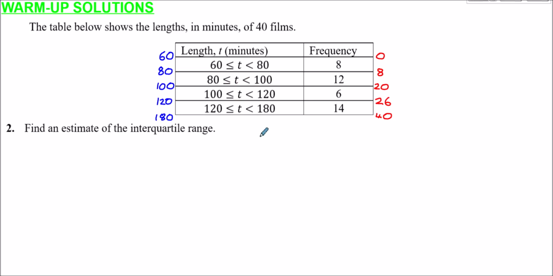Next up, we're asked to find an estimate of the interquartile range. So again, we can see here, if there's 40 films, we can work out what value would be the lower quartile by simply dividing by 4. So 40 divided by 4 is 10. So therefore the lower quartile, Q1, is going to be the 10th value.